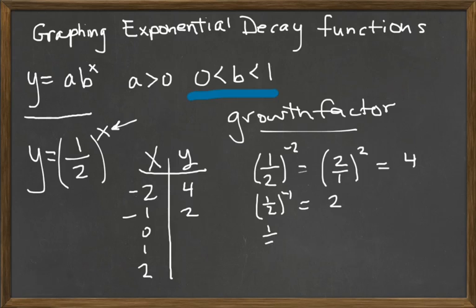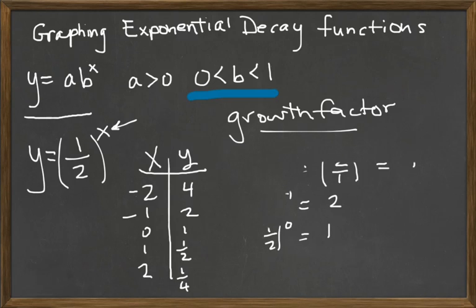And then 1/2 to the 0 power is even easier. That's just 1. And of course 1/2 to the first power, well, I hope that's pretty straightforward. That's just 1/2. And then 1/2 squared is 1/4. So we're going to take all that and we're going to go ahead and graph it. So let me erase my work here to put my graph down. We're going to graph the x's and the y's.